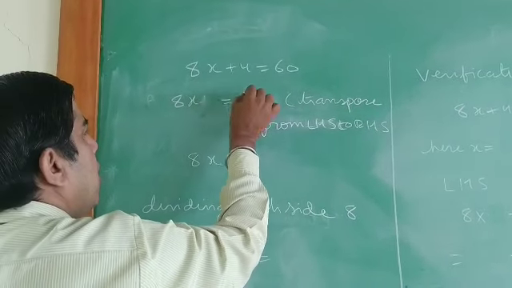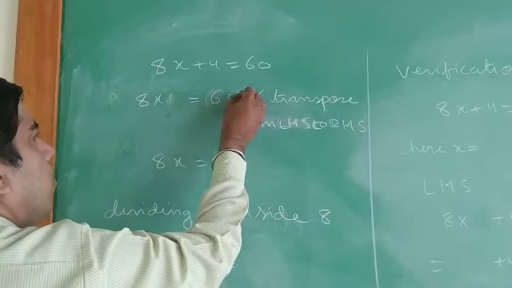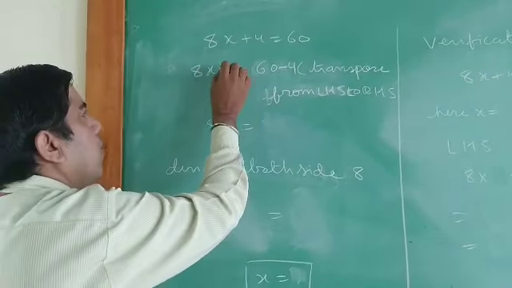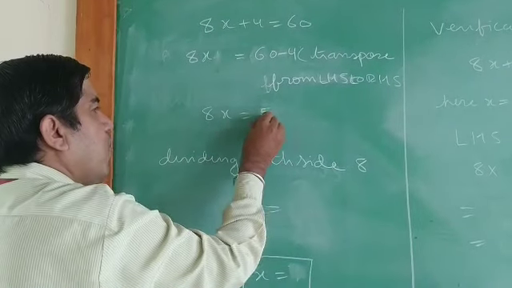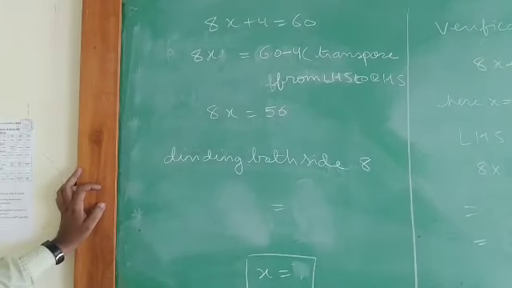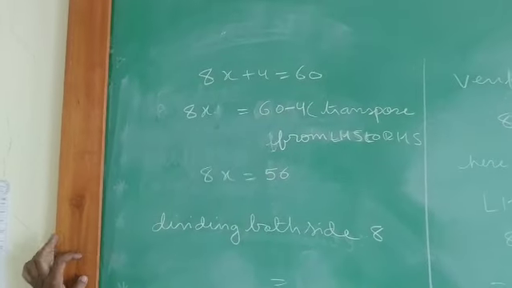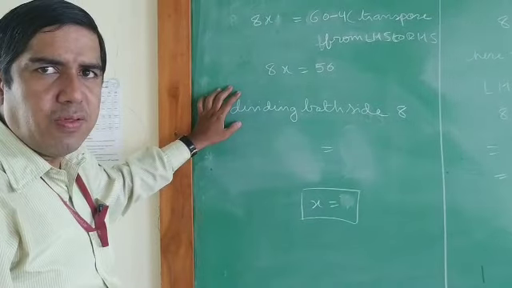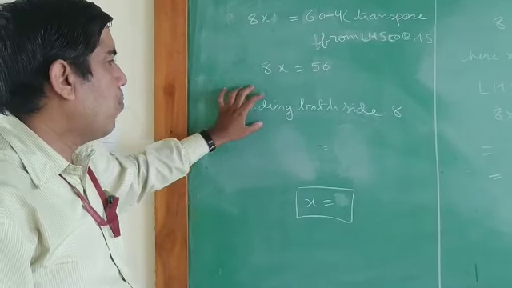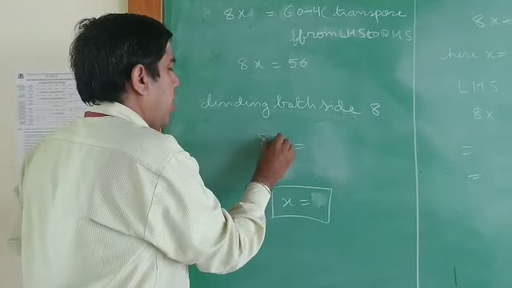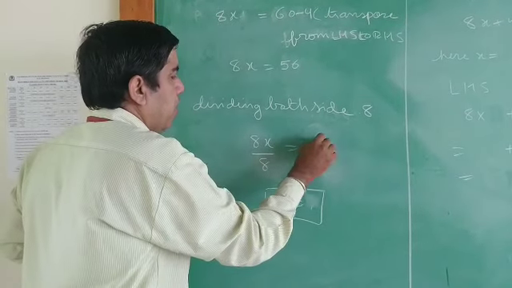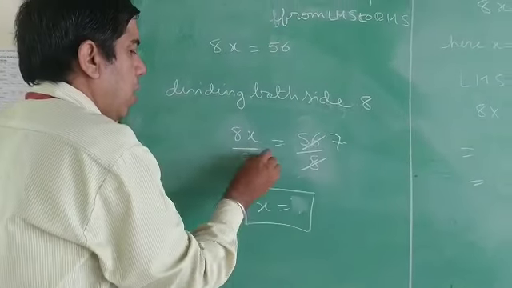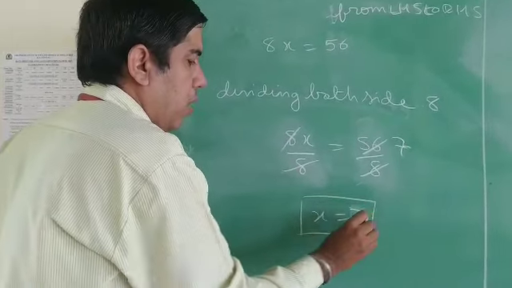Now you can see here, it comes 60 minus 4. Now 60 minus 4, what is the answer? It comes 56. 60 minus 4 is 56. Now x is in multiplication with 8. Right? So the opposite of multiplication is division. So I will divide both sides by 8. It comes 8x by 8, and here 56 by 8, and it comes 7. So x equals 7 is the solution.